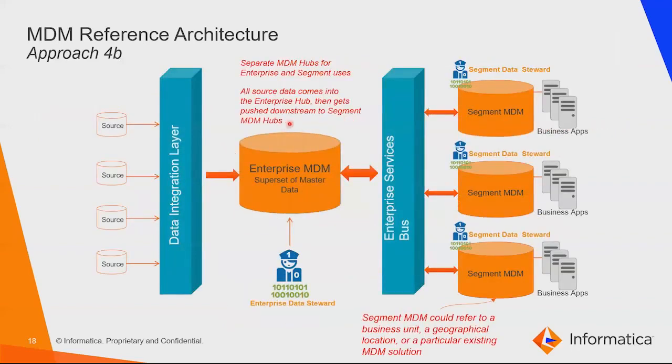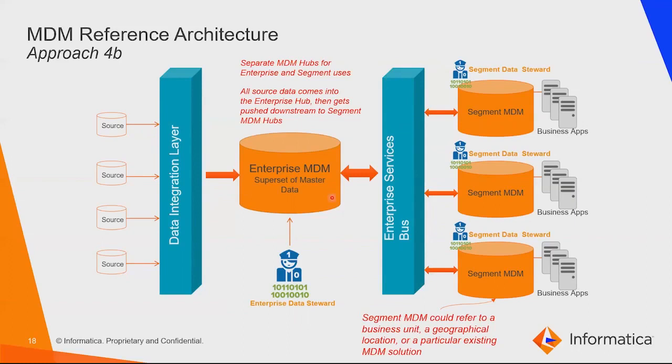And the next approach, we usually refer to this particular design as a subset master hub. So let me explain the entire architecture. You have the source systems as usual that are supplying the data through the data integration layer, and the data integration layer supplies the data into your enterprise MDM, which is a superset of master data. This contains all the information across your organization.